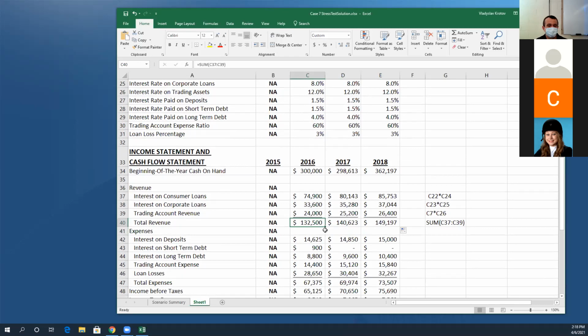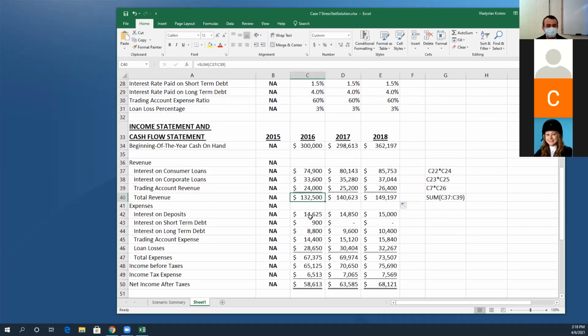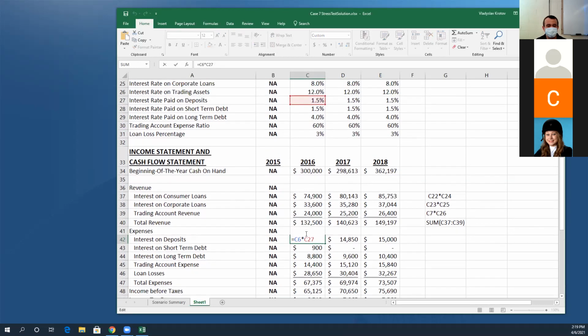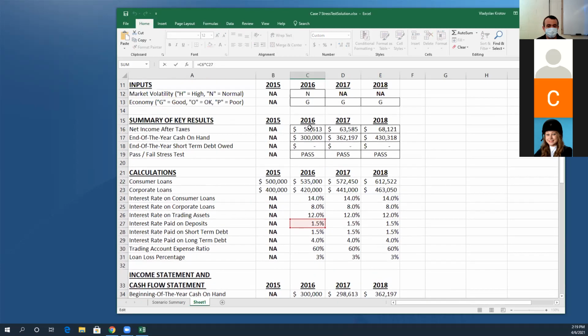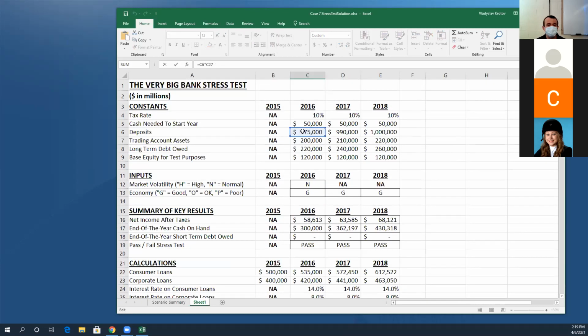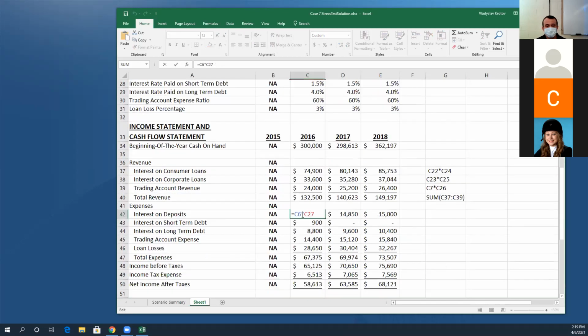Okay. Now let's subtract expenses from those revenues. Interest on deposits is calculated by multiplying C6 by C27. So this is your interest paid on deposits. That's what you're paying to people who bring money to your bank. And this is the total value of deposits. So once again, it's C6 times C27.